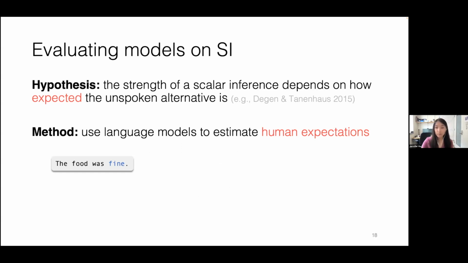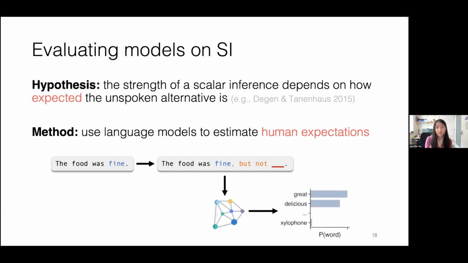So what we do is we create these sentence constructions that set up expectations for a kind of scalar contrast, like "the food was fine, but not blank." And it's been shown before that humans will expect a kind of strong scalemate to appear in the position of that blank. And then we use language models to estimate these expectations.